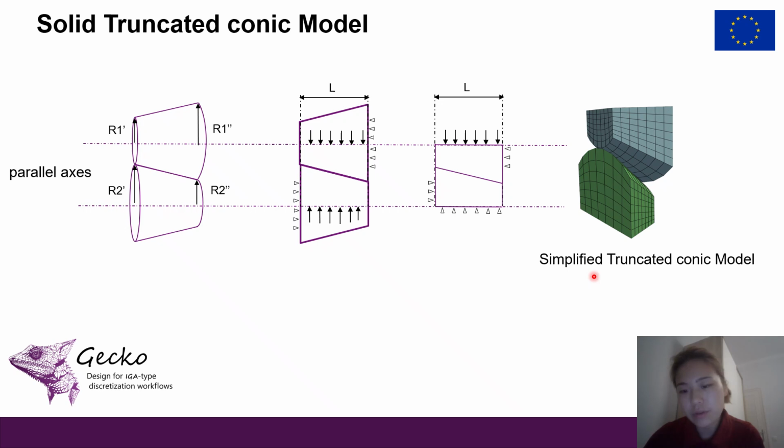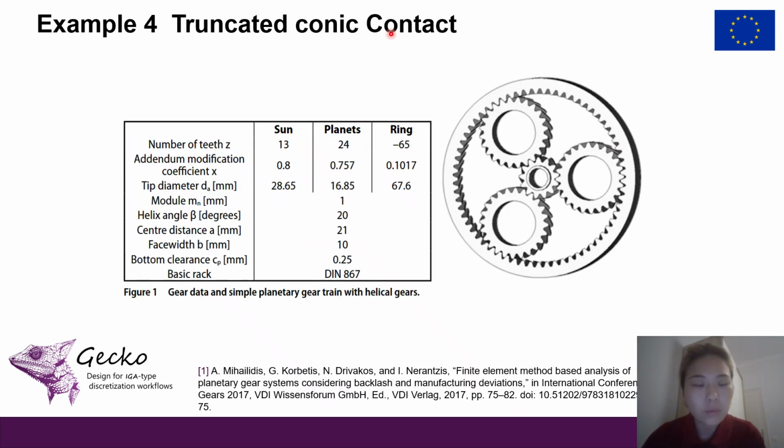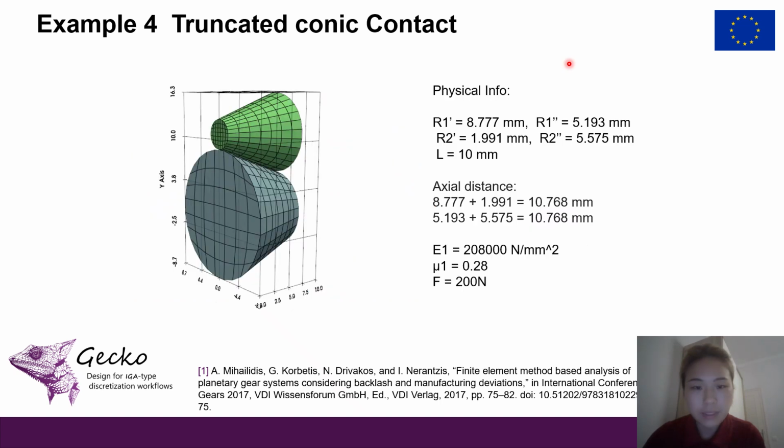Here we just show the simplified truncated conic model. And why do we choose the truncated model? Because our final goal is to study the contact between helical teeth. The helical planetary gears involve a complex 3D contact between the curved tooth surfaces, and it makes direct analysis computationally expensive.